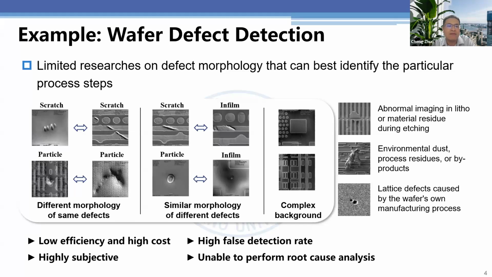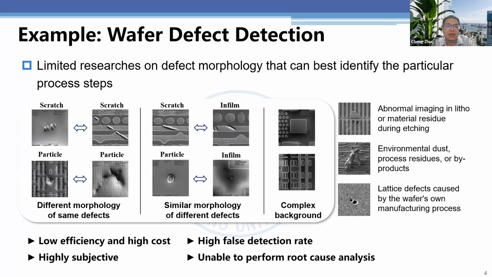On the other hand, even defects from different categories can have very similar morphology. You can see the particle and in-film, and scratch versus in-film. They look similar, but they are from different sources. Last but not least, the background can be very complicated, which makes the problem more difficult.